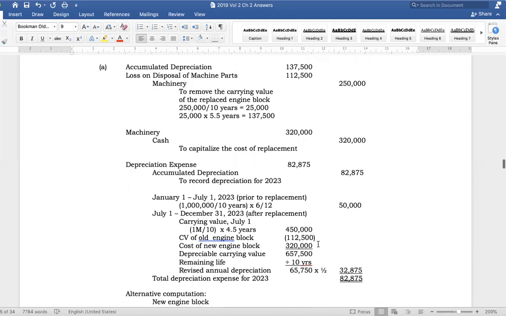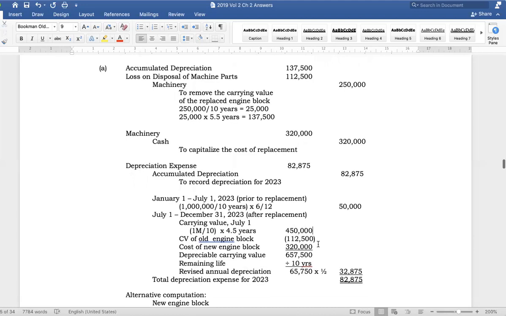You may also compute that by deducting the accumulated depreciation for 5.5 years from the total cost of the asset of 1 million. Then out of the total carrying value as of July 1, 2023, before recognizing the carrying value of the old part and capitalizing the new part, we recognize the carrying value of the old part, which is the amount that is taken to loss. So that is 112,500. Then we capitalize the new part amounting to 320,000.